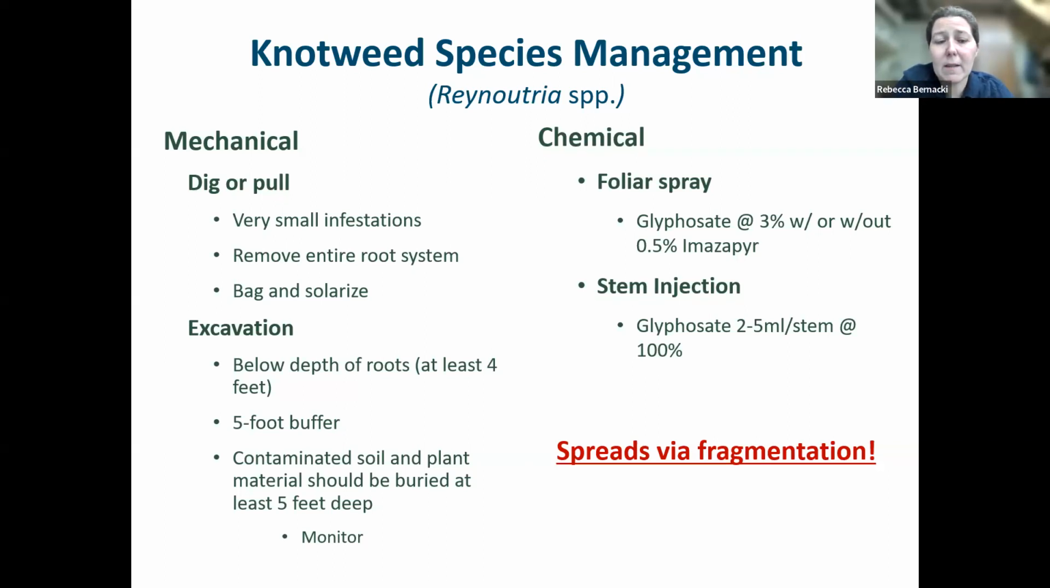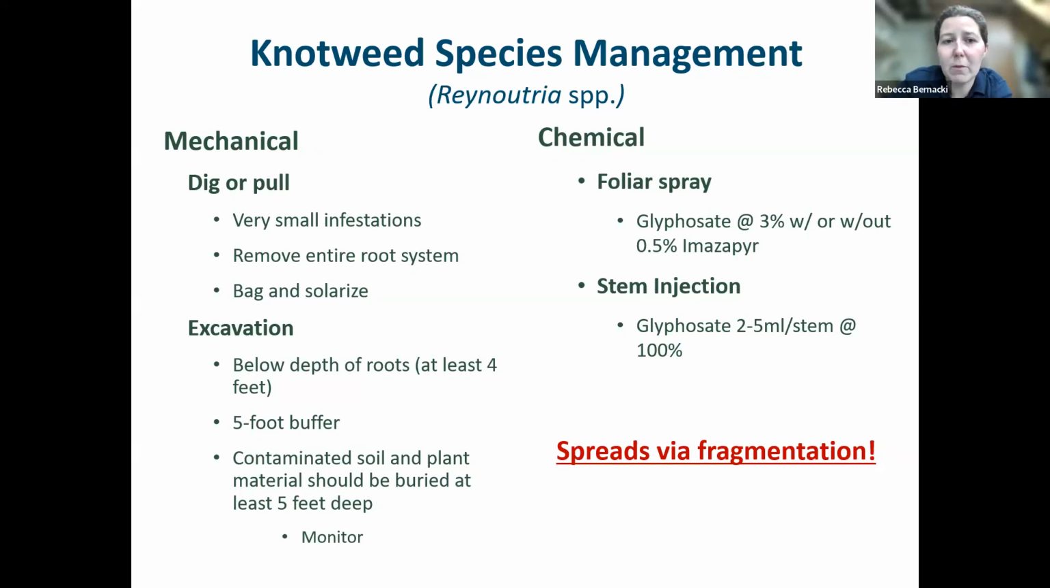Much like Phragmites, excavation is also an option here. So we want to excavate below the depths of the roots, again, at least 4 feet. Then we want to find the edge of those roots and rhizomes and create a 5-foot buffer, excavate all of that material, and then bury all of that contaminated soil and plant material at least 5 feet deep, being sure to monitor and treat any re-sprouts.